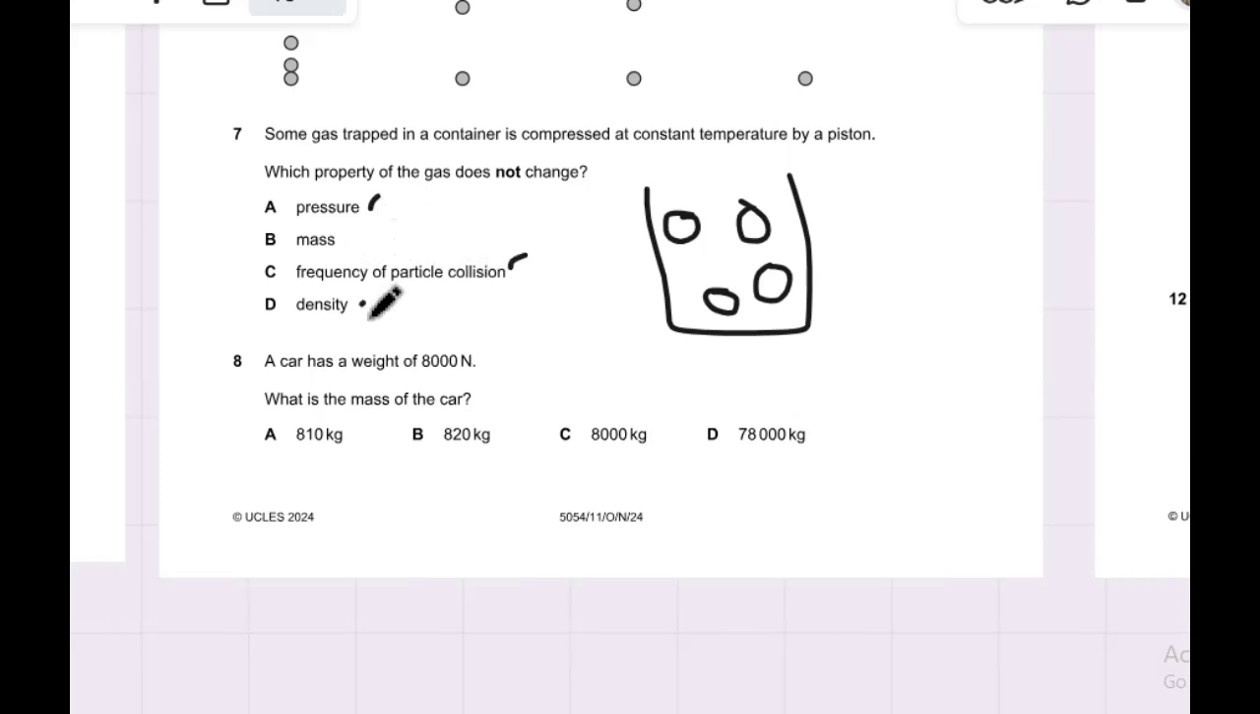And the only property that will not change will be mass. And the property that will not change is mass because the amount of particles in the container will remain constant. Therefore, option B is correct.